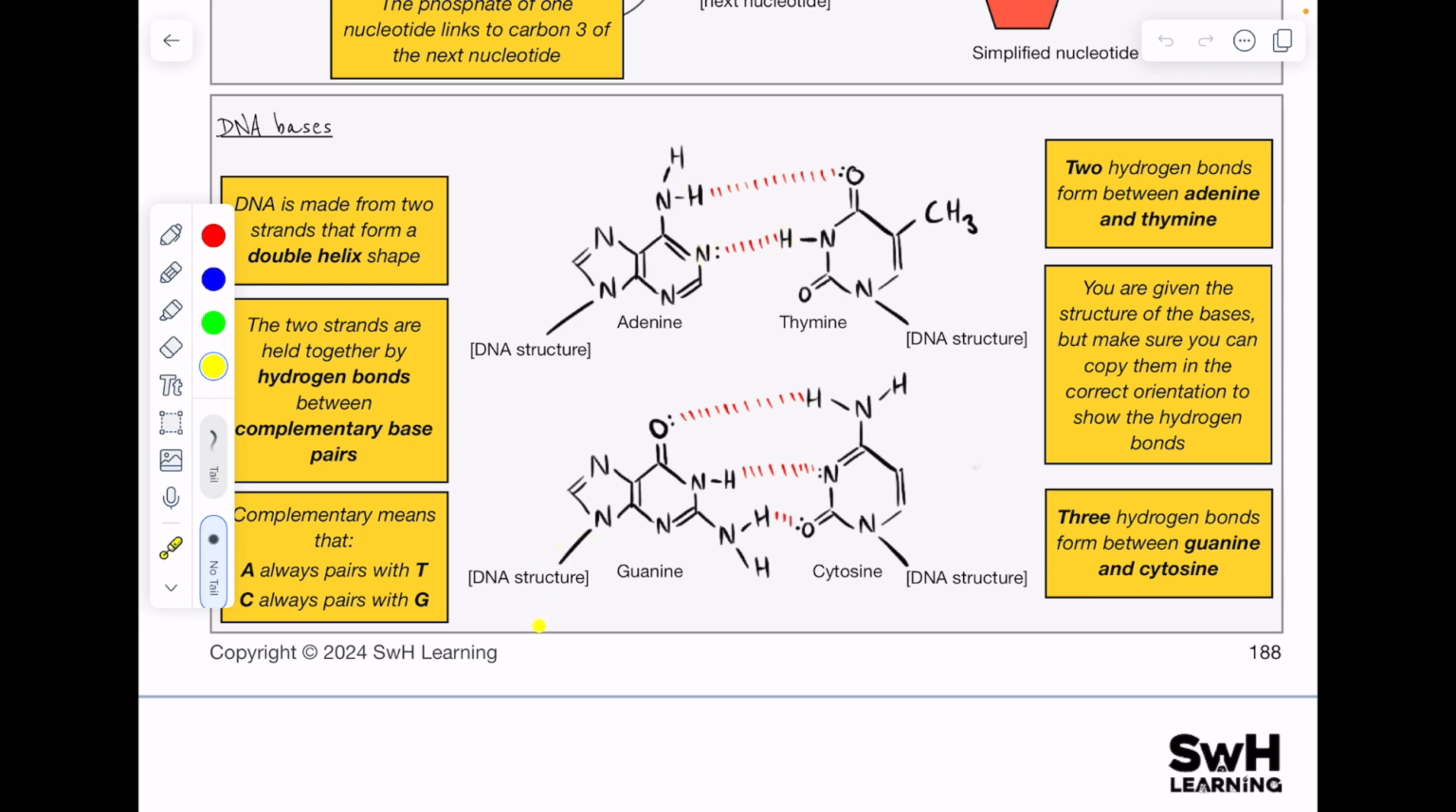And then what about in guanine and cytosine's case, where we have 3 hydrogen bonds? Happily, you're given the structure of these bases in the exam, but it is important that you rotate them in the correct orientation to show how the hydrogen bonds form.